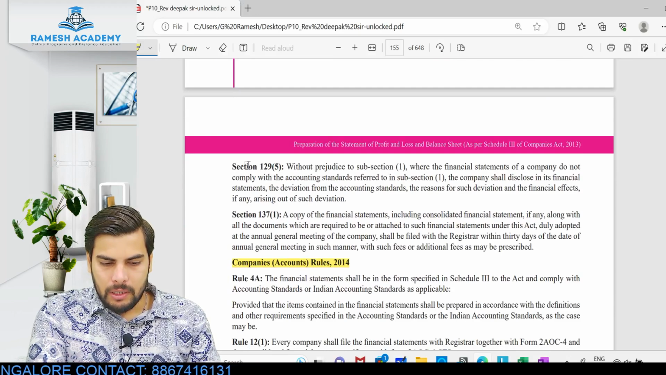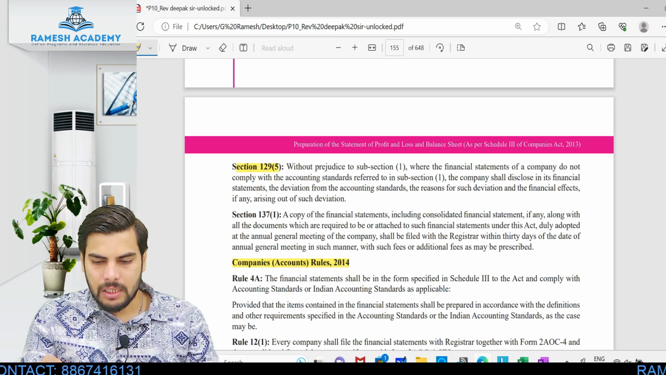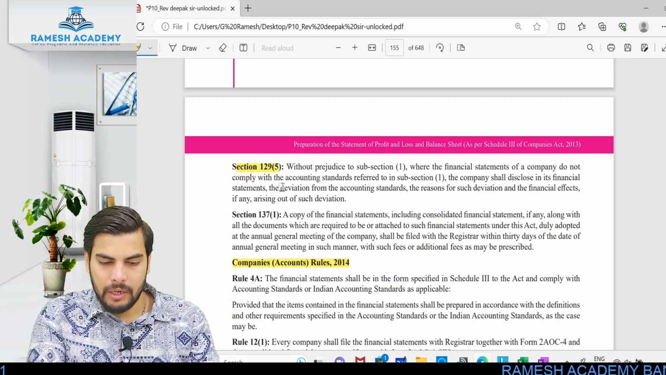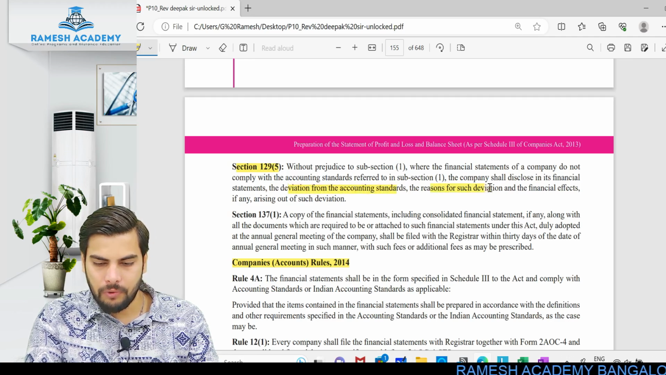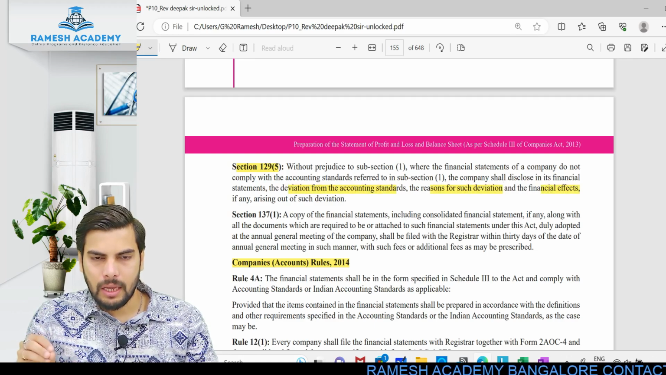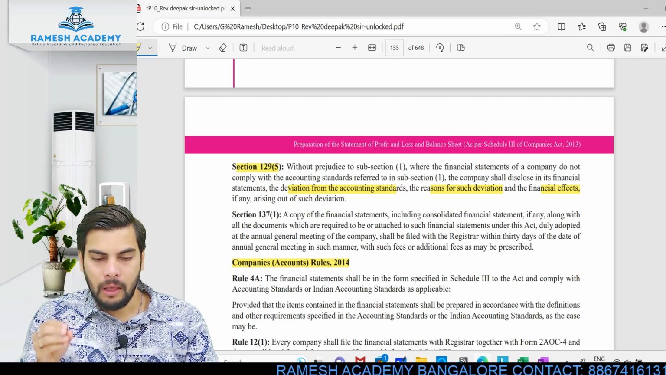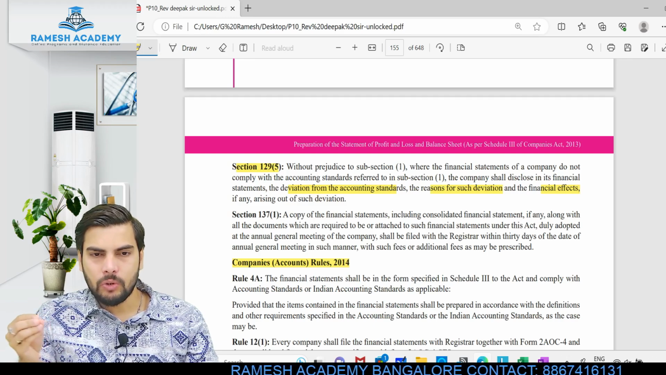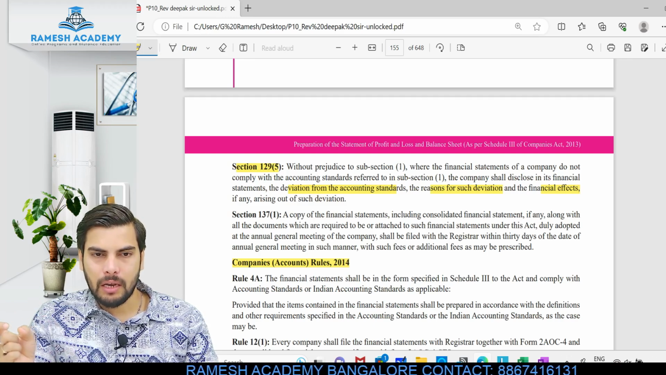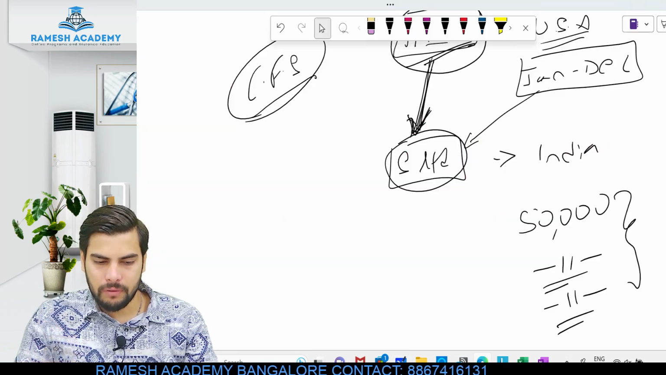Okay, so let's have a look at this subsection 5. Without prejudice to subsection 1, where the financial statement of a company do not comply with accounting standard referred to in subsection 1, the company shall disclose in its financial statement the deviation from the accounting standard, the reason for such deviation and financial effect. See, whenever I am not following accounting standard, at that point of time, 3 things I need to communicate in my notes to accounts. Any deviation, I need to mention that this is the deviation from accounting standard. What exactly is the reason for such deviation and what exactly will be the financial effect of such deviation.